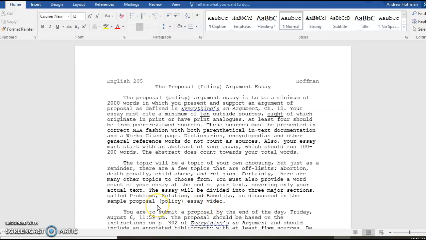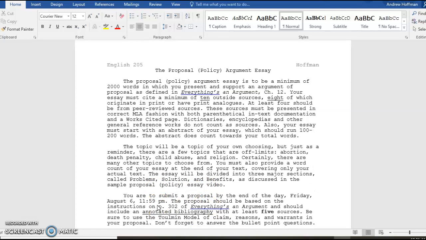Now, one other thing. The policy argument is an argument of change. You do not write a paper that says we should keep things the way they are. So, for example, do not write a paper that says we should keep the drinking age at 21. That is not a policy argument because you're not creating any sort of change. If you say we should lower the drinking age to 14 because junior high is very tough, then you have a policy argument.